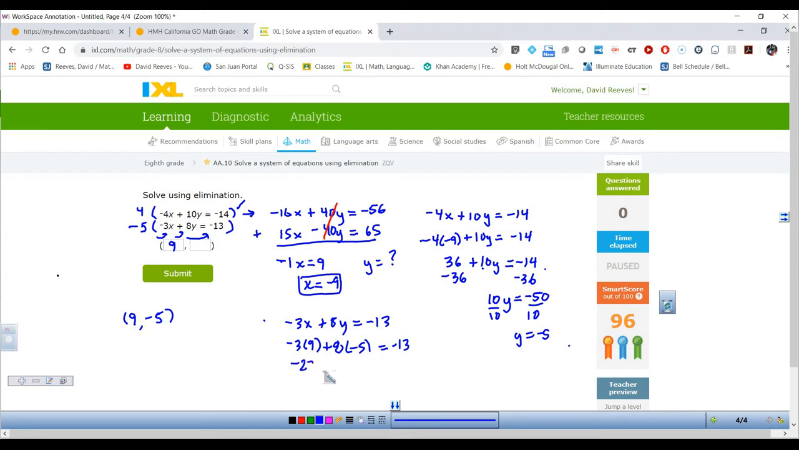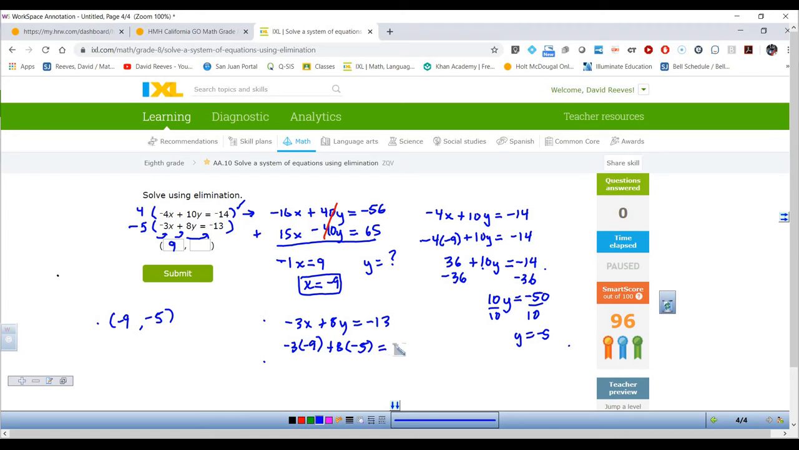I get negative 27. Oh my goodness. Mr. Reeves is making all kinds of mistakes. There are so many opportunities to make mistakes. X is not positive 9. X is what? Negative 9. Negative 3 times negative 9 plus 8 times negative 5.